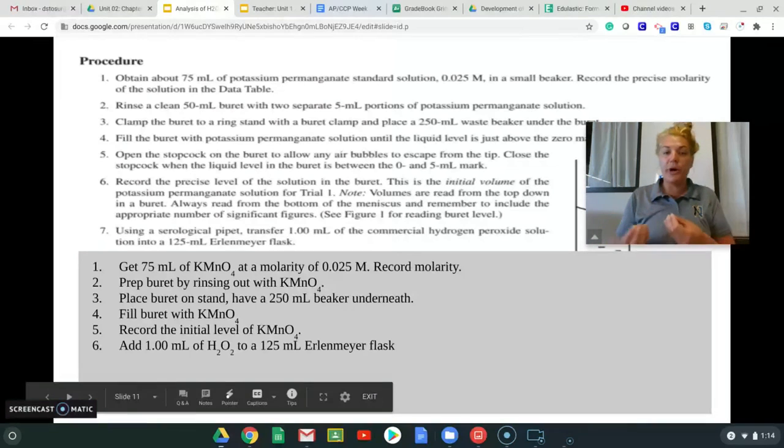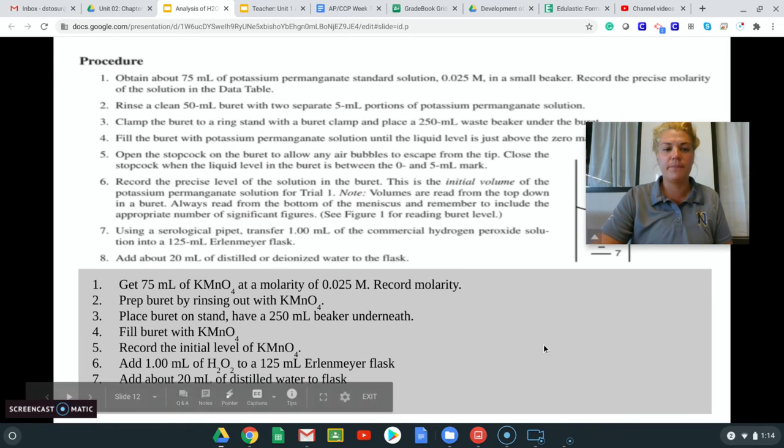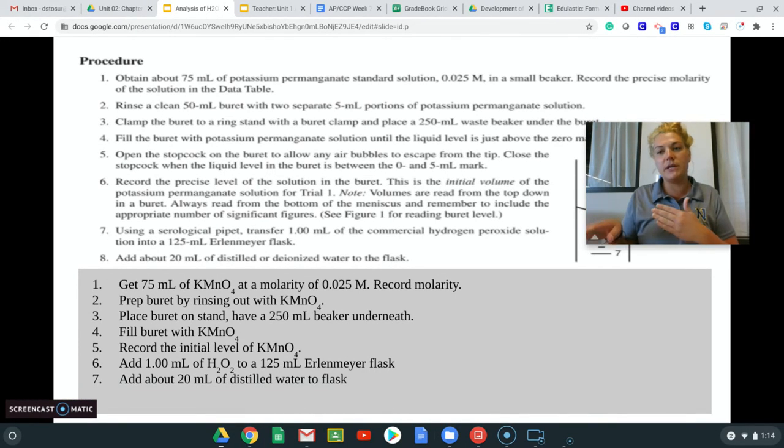After that is when we're going to prep our hydrogen peroxide solution. So we're going to measure out 1 milliliter of hydrogen peroxide into a 125 milliliter Erlenmeyer flask. And then we're going to add about 20 milliliters of distilled water. So just like when we did the sodium hydroxide titration, it doesn't matter how much water I add because I have that 1 milliliter of H2O2.